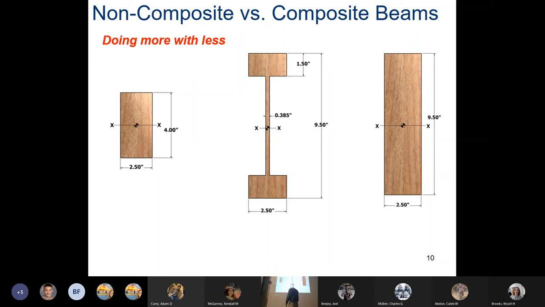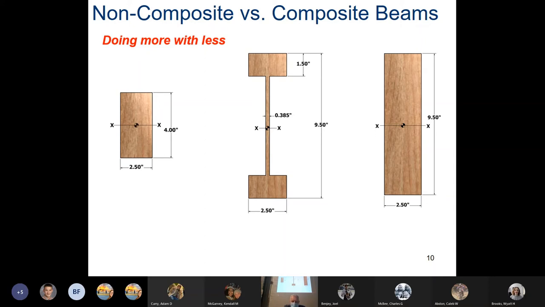So let's look at the numbers here for a minute, because the numbers are going to tell us something. If you look at the first one, and you guys at home can follow this, the first one is 2.5 by 4. We can do some quick math on that one. What is the area, the square inches of that? 10, right? You were going to say 10?